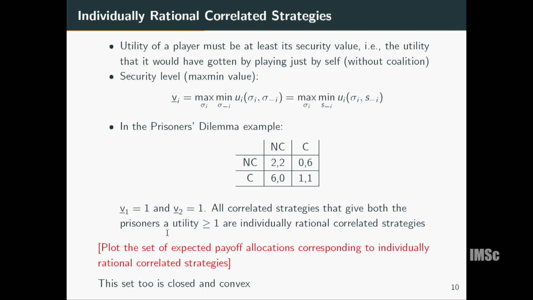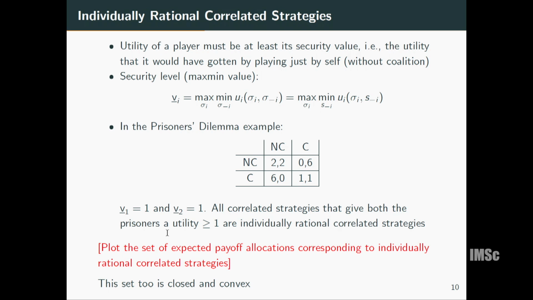Is a correlated strategy like that WDSC, meaning it is a no-brainer to play that strategy? No, that's different. No, that's completely different. Don't get mixed up with WDSC. WDSC is very strongly dominant and may not even exist. For the games that we are talking about, an individually rational correlated strategy may exist, but WDSC may not even exist. WDSC is completely different.